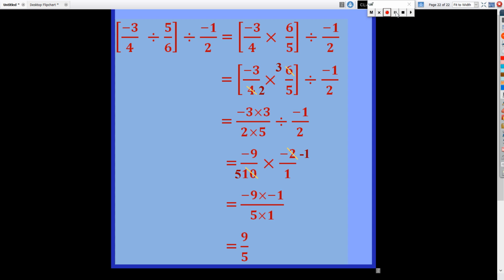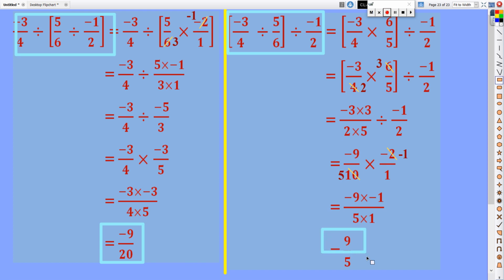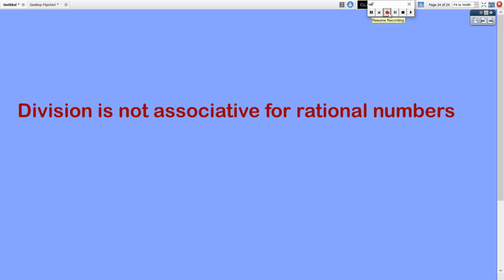Now compare these two answers. Here, negative 3 by 4 divided by 5 by 6 divided by negative 1 by 2, you are getting negative 9 by 20 as the answer. Here you divide negative 3 by 4 by 5 by 6 first, then by negative 1 by 2. You are getting 9 by 5 as the answer. That means these two are not equal. So we can say division is not associative for rational numbers.